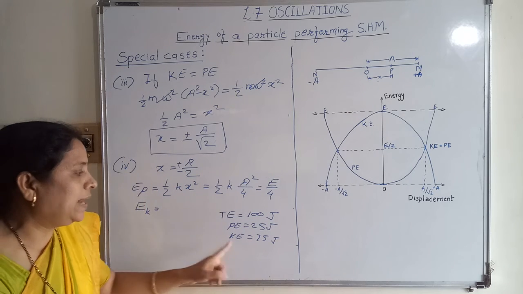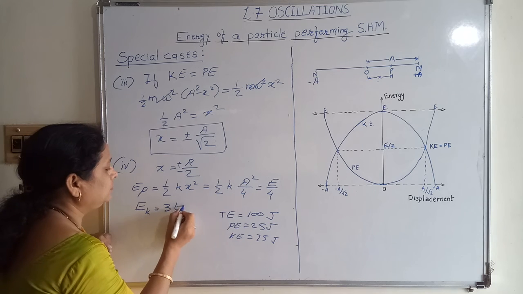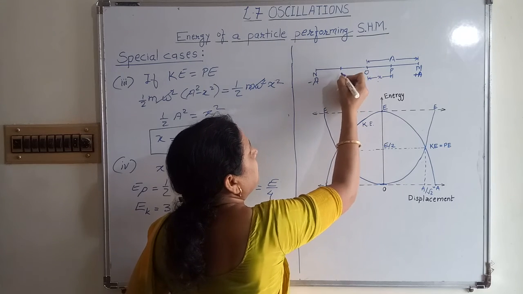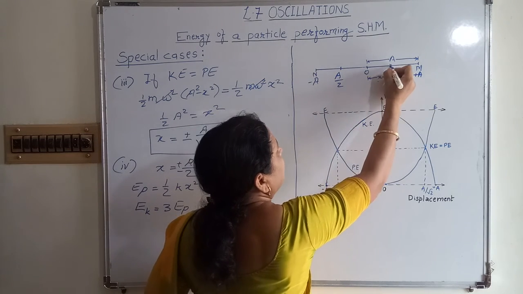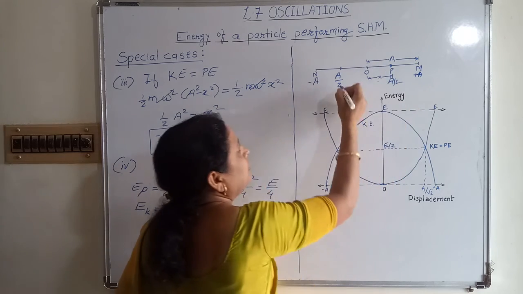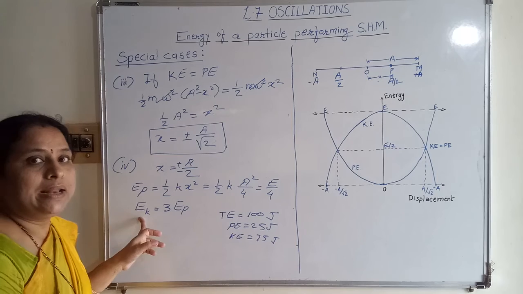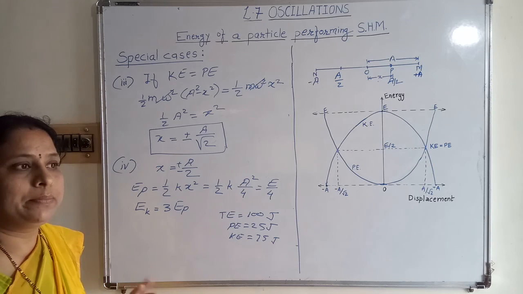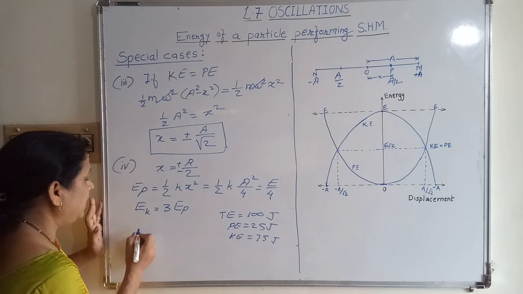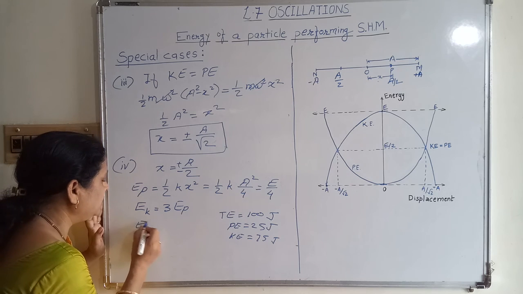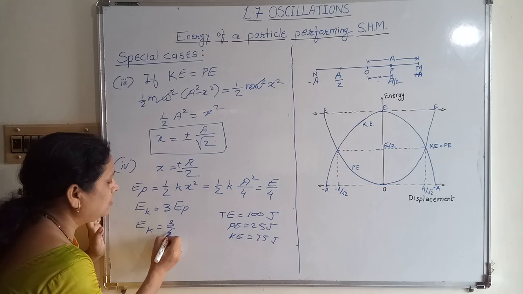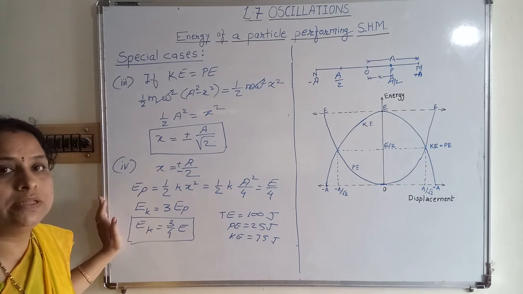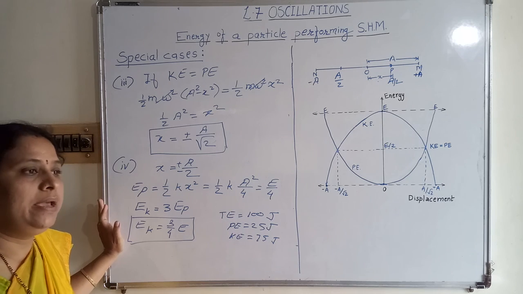That means we can say the kinetic energy is 3 times the potential energy at half of the amplitude. If I take this point, x equal to a by 2, at this point the kinetic energy is 3 times the potential energy. The potential energy is 1/4 of the total energy, or again we can say that the kinetic energy is 3/4 of the total energy. Kinetic energy is 3/4 of the total energy.